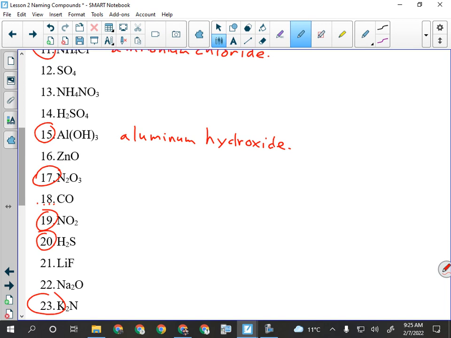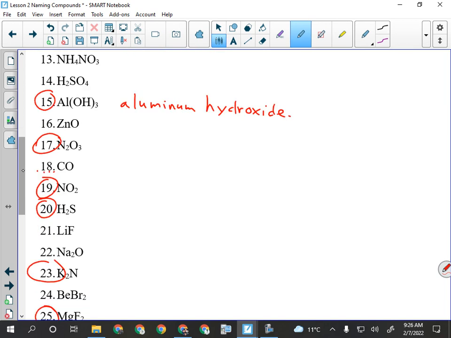Okay. All right, number 17, is that ionic or molecular? It's molecular. Both nitrogen and oxygen are non-metals, so this one is going to need prefixes. Dinitrogen trioxide.